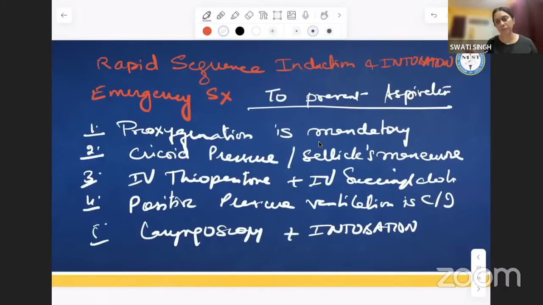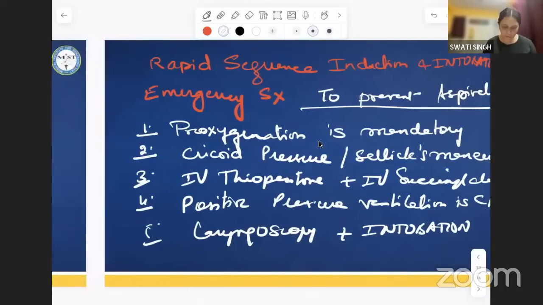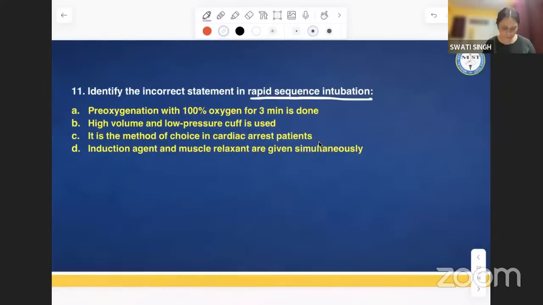RSI is done in emergency procedures to prevent aspiration when the patient is full stomach and we don't have adequate time to keep the patient NPO prior to surgery. Or we do it in those patients, even during elective surgery, who are at a high risk of aspiration. Now, let us see the options. Pre-oxygenation with 100% oxygen for 3 minutes. This is right.